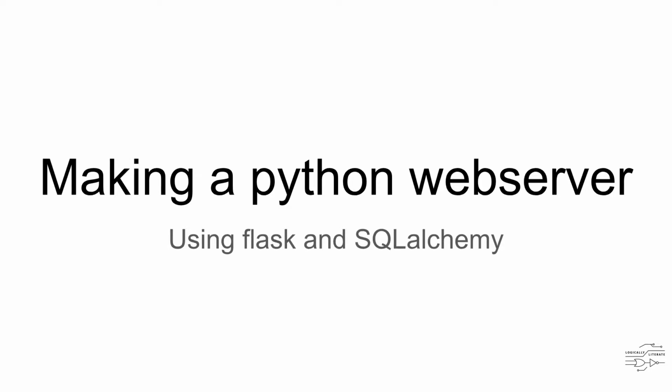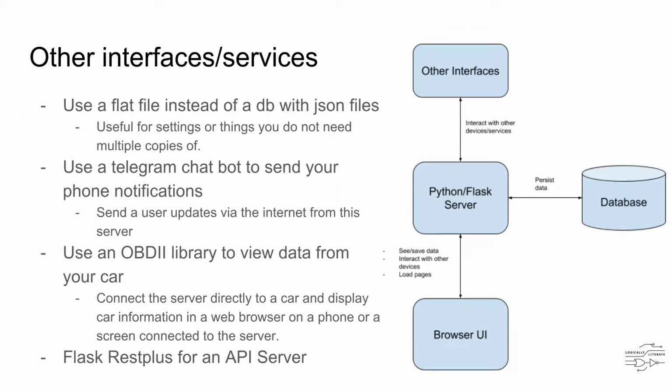This is the fifth video in the 5-part series of making a Python web server using Flask and SQL Alchemy. In this video I want to talk about some other interfaces that could be used and potential changes to the code that we've written in the past couple of videos to make it a little bit better and cleaner.